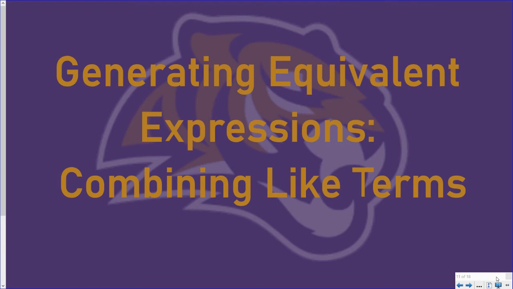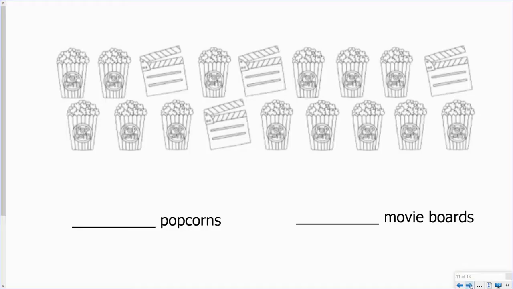In this video, we're going to work on generating equivalent expressions, and we're going to focus on combining like terms. So here in this picture, we have a bunch of popcorns and a bunch of movie boards. So we're going to combine the same things together. So we'll count the popcorns.